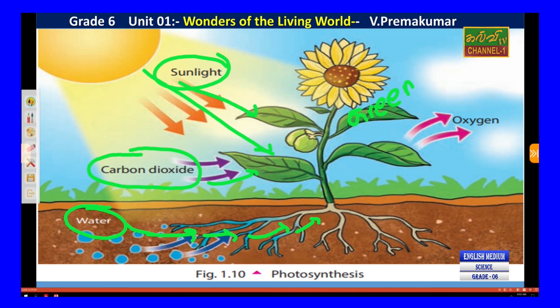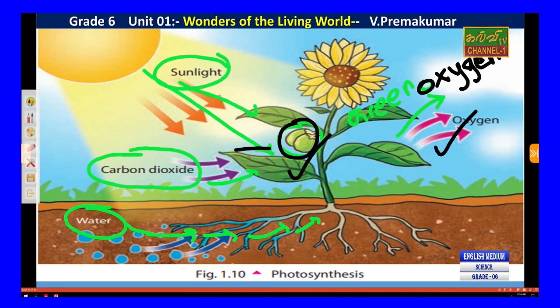Sunlight, carbon dioxide, water and the green plant are producing food. Here you can see the food. At the same time, it releases oxygen gas. Oxygen gas will evolve. So photosynthesis is for producing food, and at the same time its byproduct is oxygen. Okay.